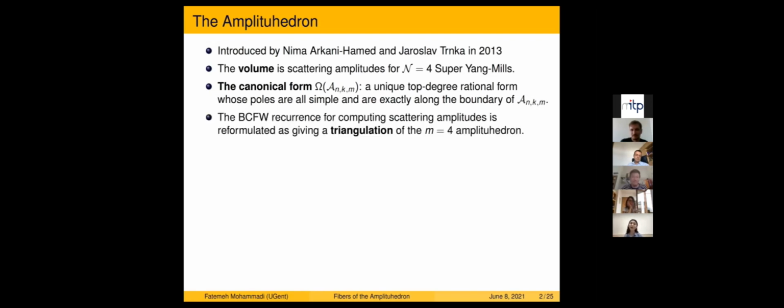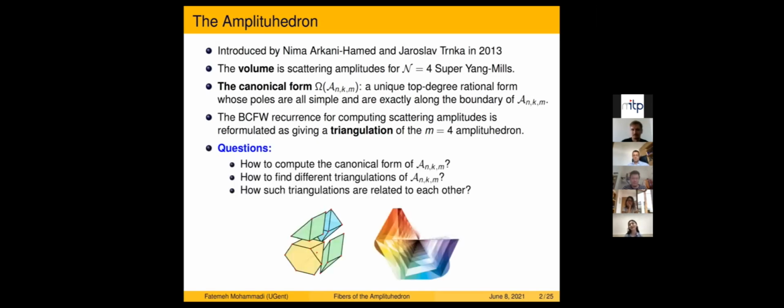Okay, so a reformulation of the computation of this canonical form is given in terms of finding subdivisions of this geometric object. So from a mathematical point of view, these are the questions: how to compute the canonical form of the Amplituhedron, how to find different triangulations and subdivisions of this object, and how these different triangulations are related to each other.